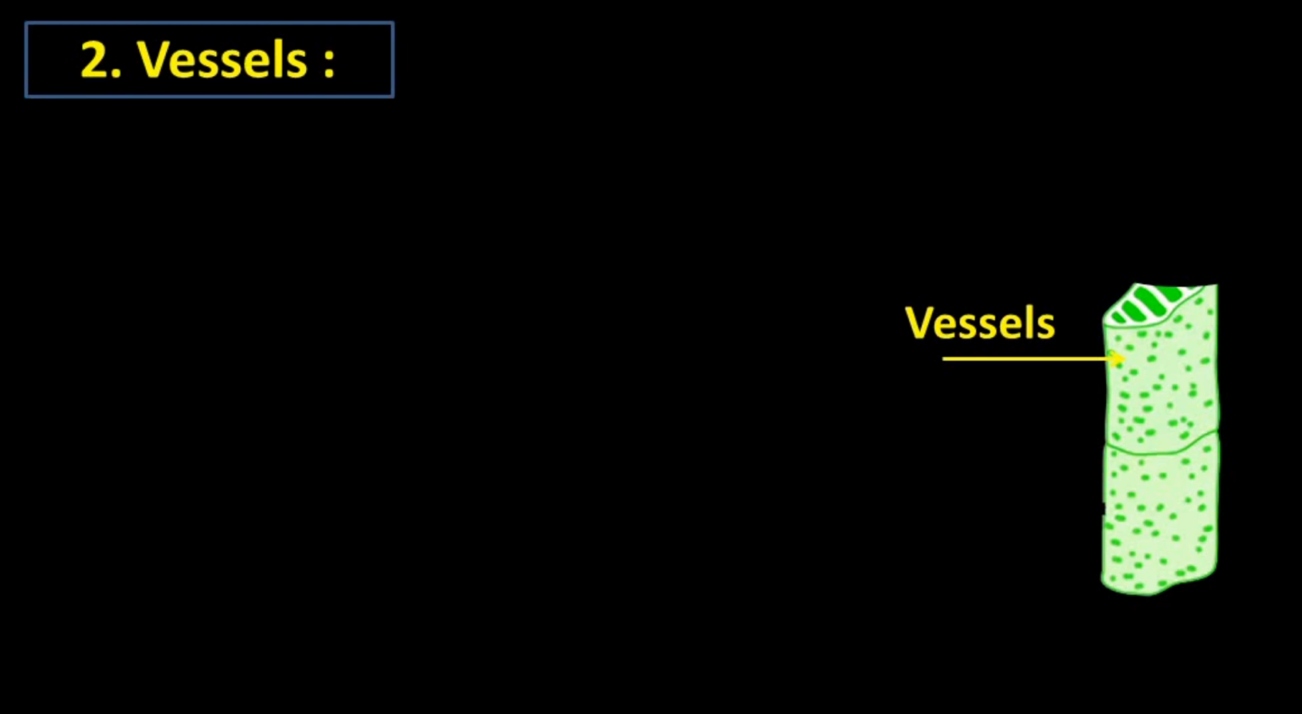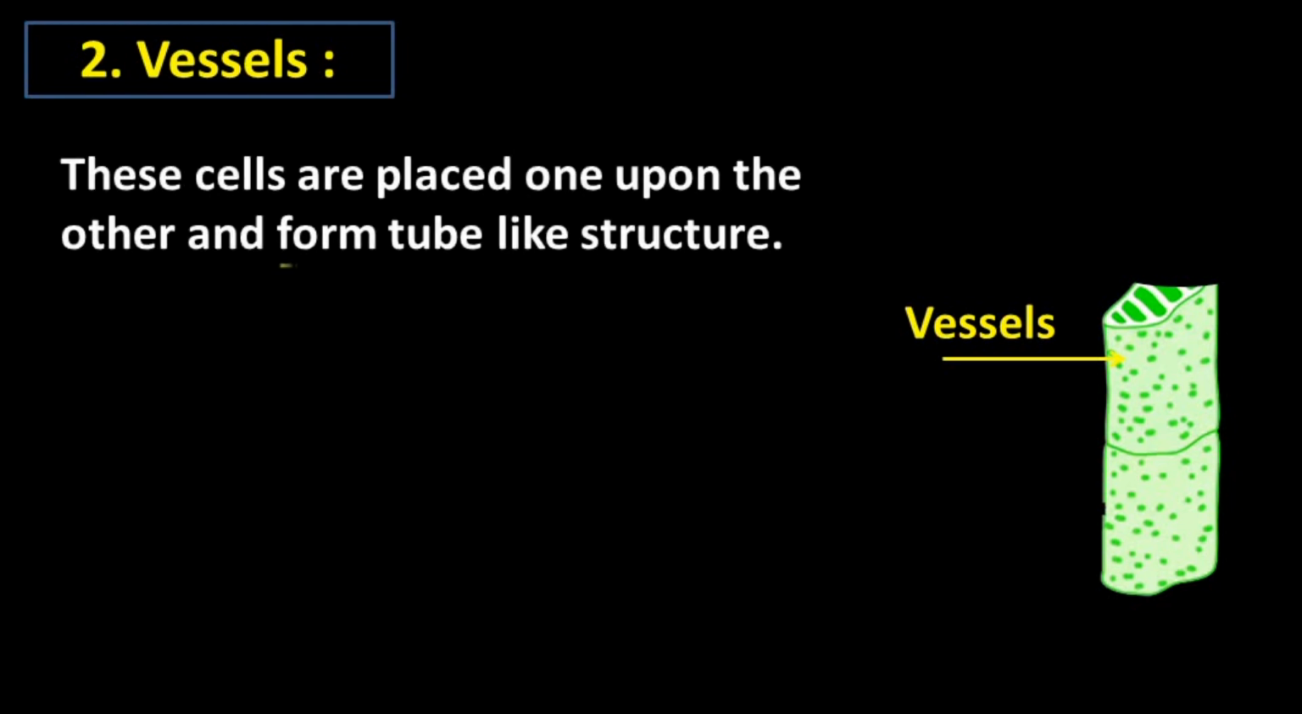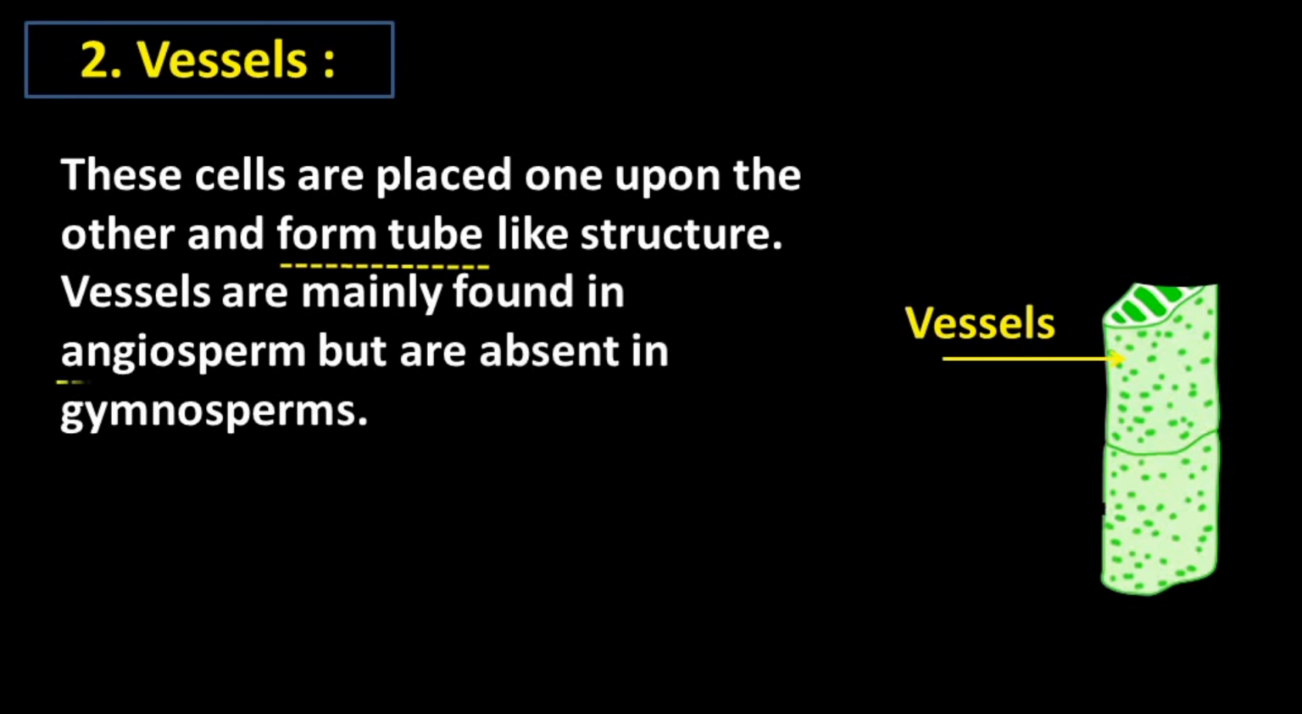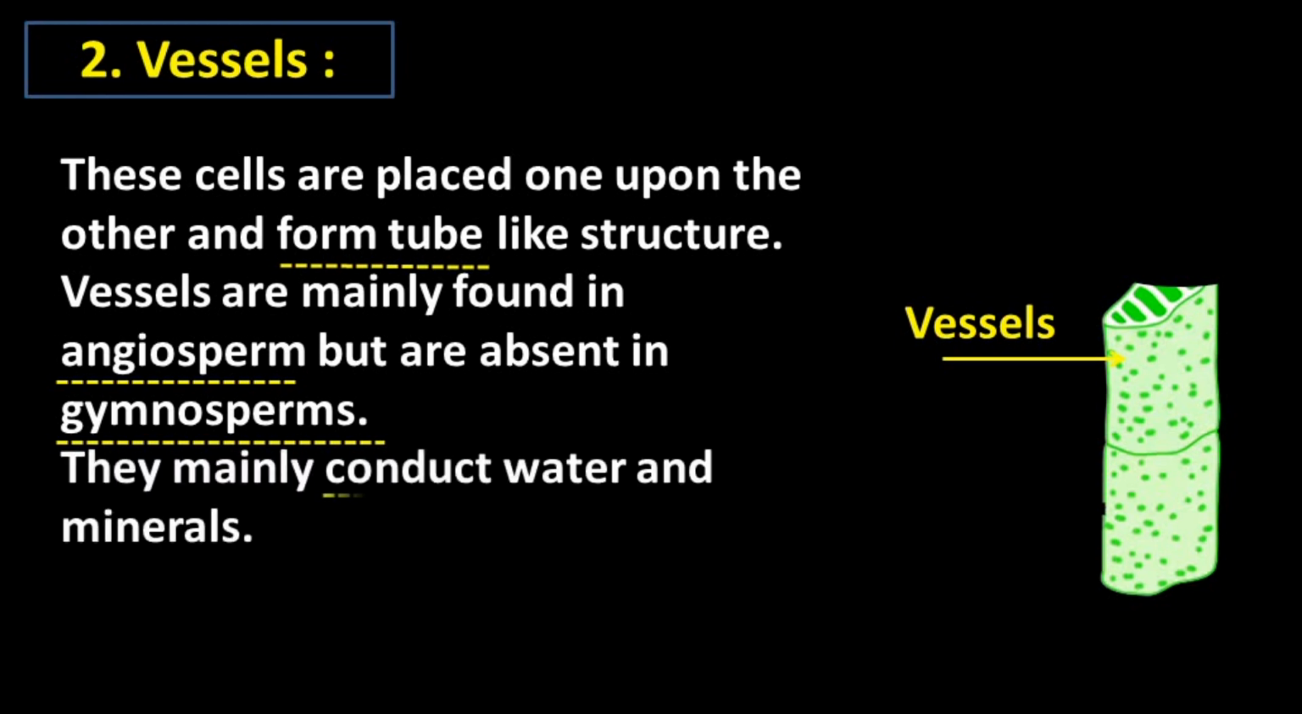Vessels. So these are the vessels. These cells are placed one upon the other and form tube-like structure. इससे क्या बनता है? ट्यूब बनता है because these cells are placed one upon other. Vessels are mainly found in angiospermic plant but absent in gymnospermic plant. They are only found in angiosperm and absent in gymnosperm. They mainly conduct water and minerals. So conduction of water and minerals, this is the function of vessels.